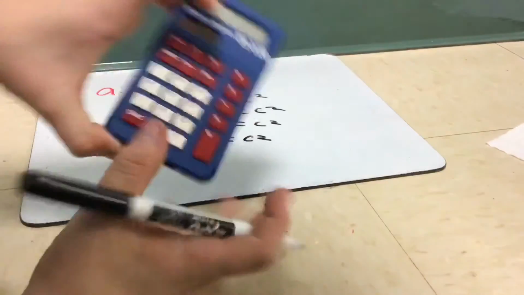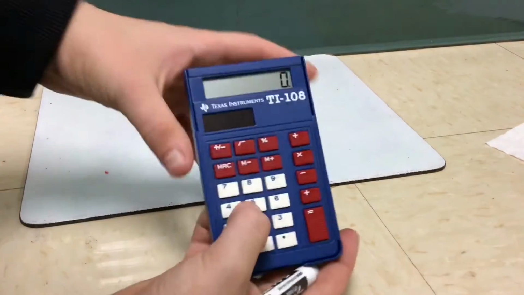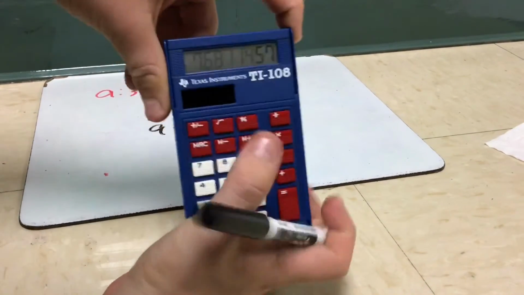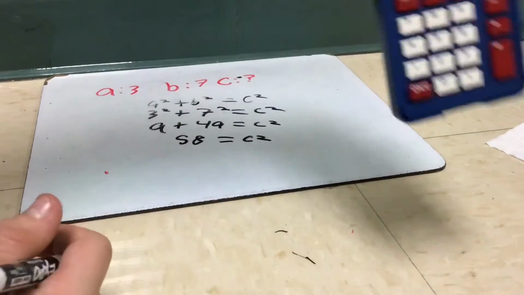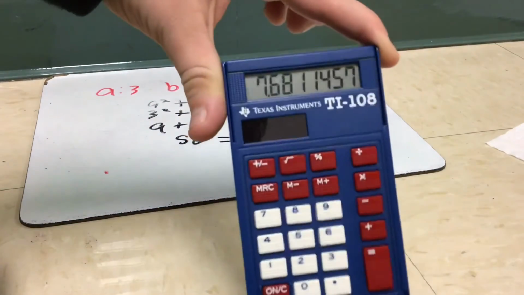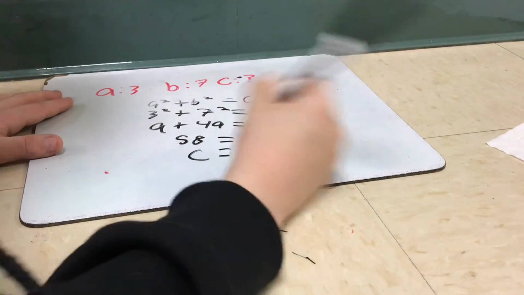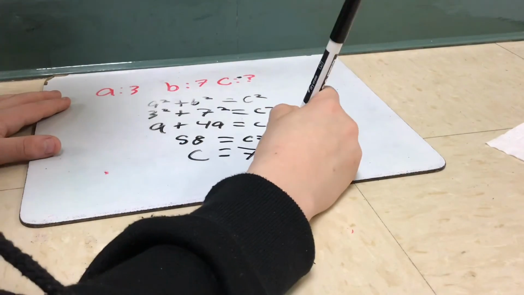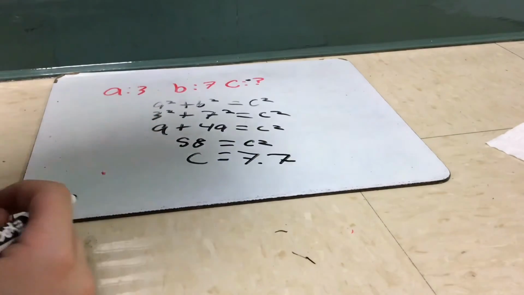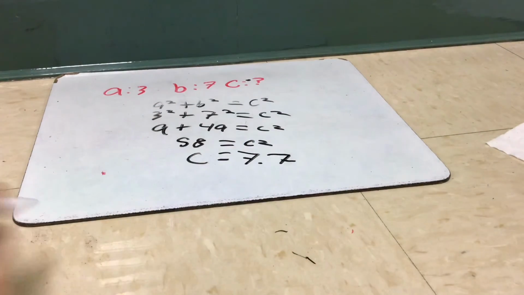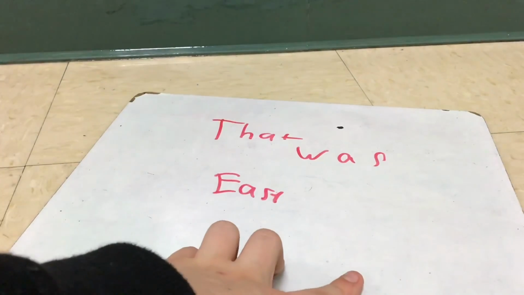Then on your calculator, you type in 58, and you press the square root button, and it equals 7.6, or around there, because you round to the first decimal. So c equals 7.6. That's it. That was easy.